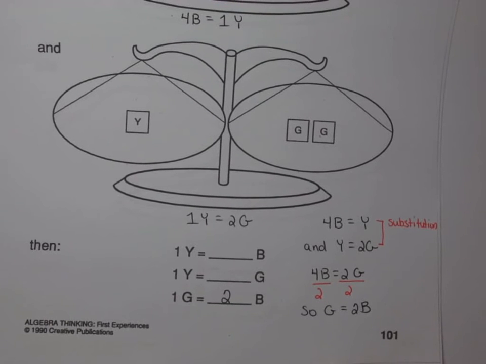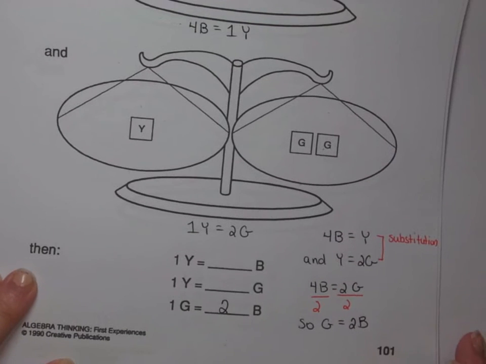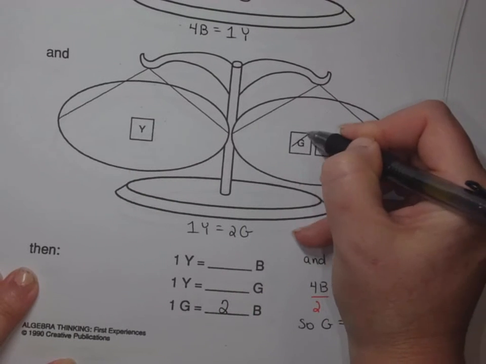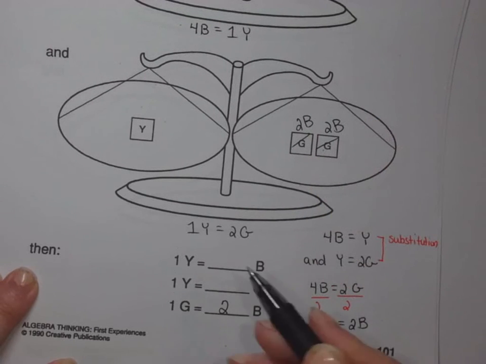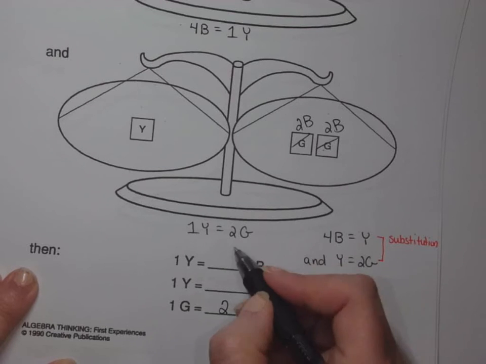So if we want to know if 1g equals 2b, right, then we can come back up here if we want to and kind of look at this scale. So what would 1 yellow be in terms of b? Well, this would be replaced with 2b, and so would this. So notice 1 yellow would be 4 G's. Is that right? 1 yellow would be 4b, sorry.